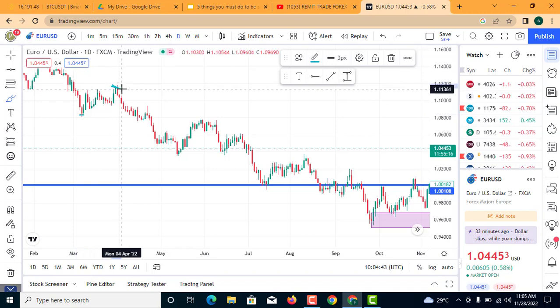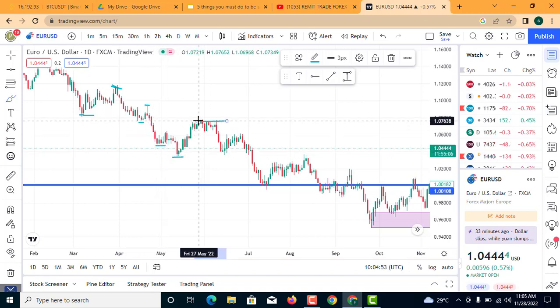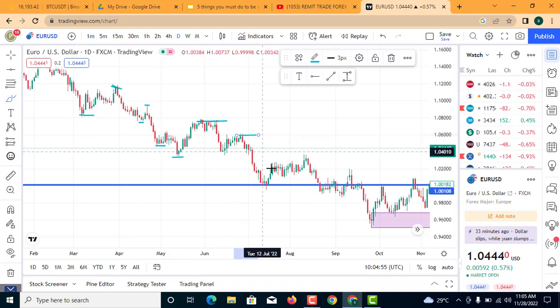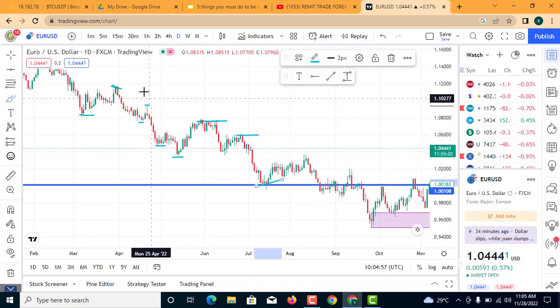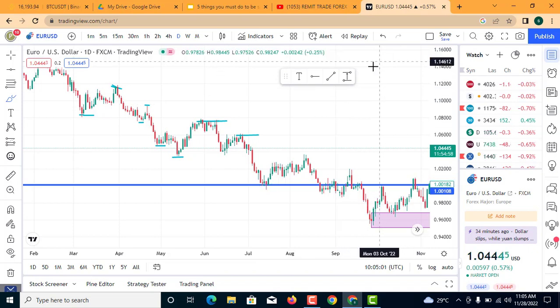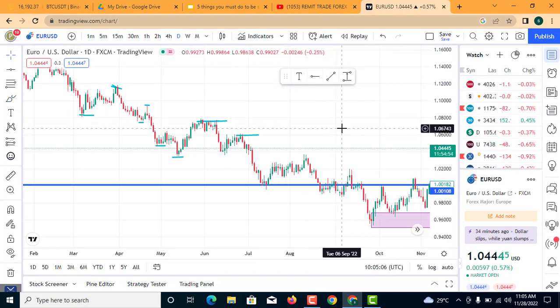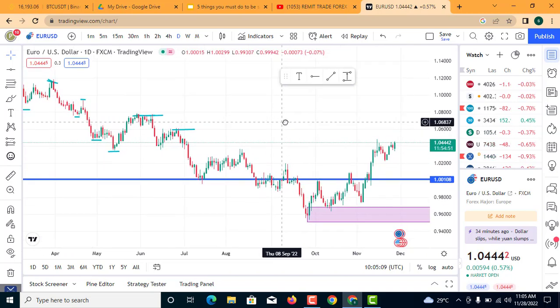We have a lower high at this very point, we have a lower low here, we have a lower high here, we have a lower low at this very area, we have a lower low here, we have a lower low here, we have a lower high at this very point, lower high here, we have a lower low at this point, just like that. If we see this formation, we can say that the market is in a downtrend. The same thing, you have to also define if the market is in an uptrend.